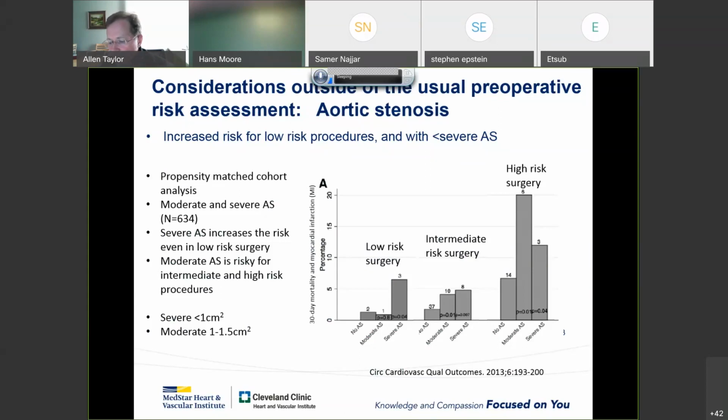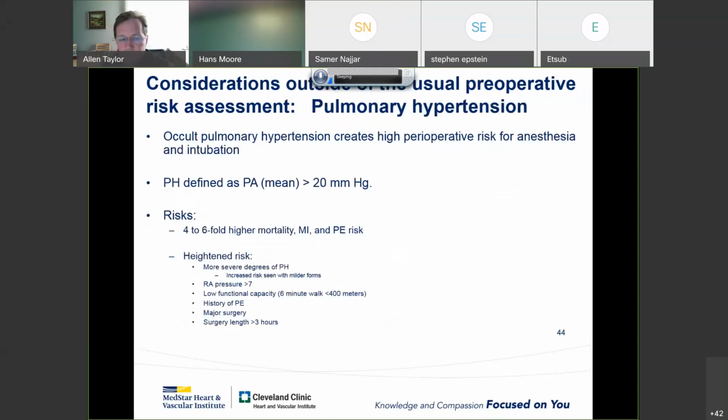So beware the patient with moderate AS. They're in our facilities, they're prevalent, and even low-risk surgeries in the AS patient can be risky. And a cautious approach to those patients and some game planning and discussion with the surgical team and the anesthesia team can be useful. Lastly is pulmonary hypertension.